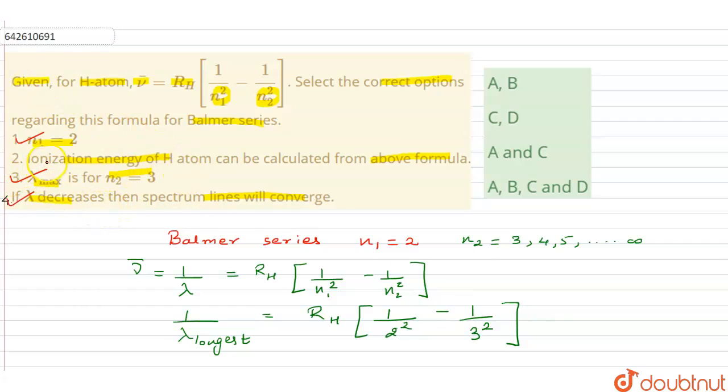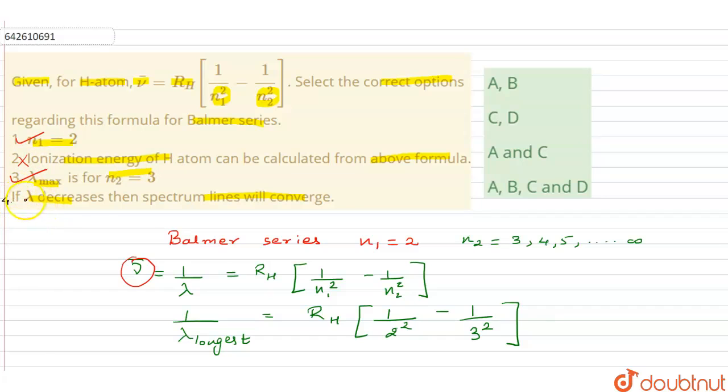Now comes the second statement, which says that ionization energy of hydrogen atom can be calculated from the above formula. Now that is not really possible because obviously ionization energy cannot be calculated. We can calculate nu bar, that's the wave number. We can calculate lambda value, but not ionization energy. So this is totally incorrect. The second statement, we cannot calculate it.